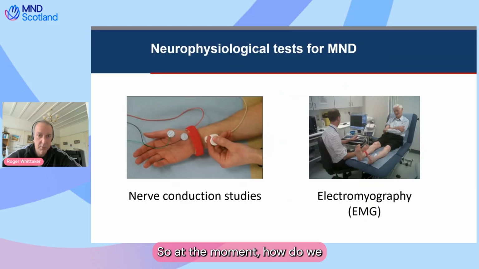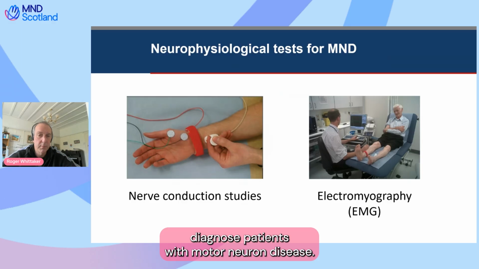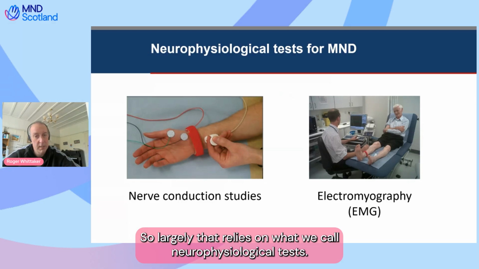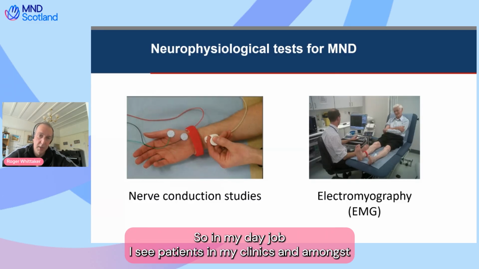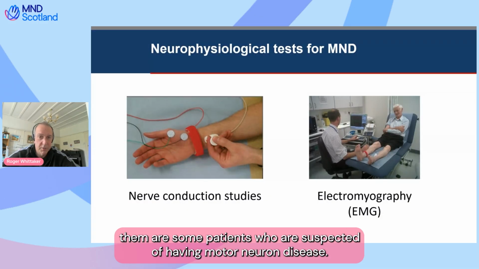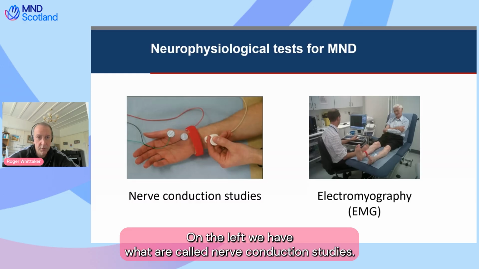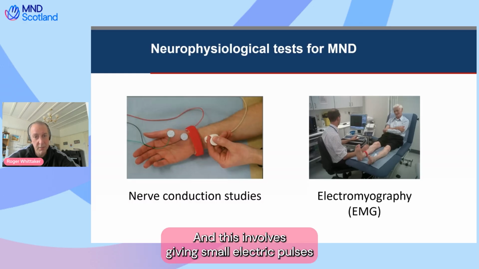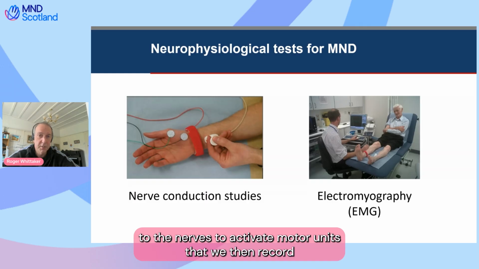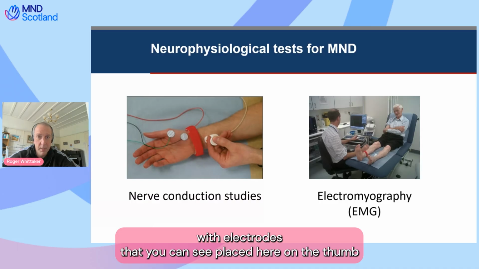So at the moment, how do we diagnose patients with motor neuron disease? So largely that relies on what we call neurophysiological tests. So in my day job, I see patients in my clinics, and amongst them patients who are suspected of having motor neuron disease. And essentially there are 2 broad types of tests that we can use. On the left, we have what are called nerve conduction studies, and this involves giving small electric pulses to the nerves to activate motor units that we then record with electrodes that you can see placed here on the thumb.